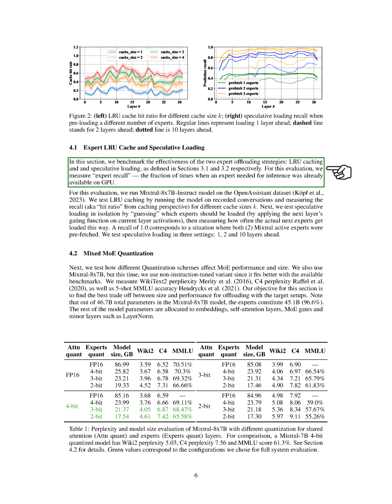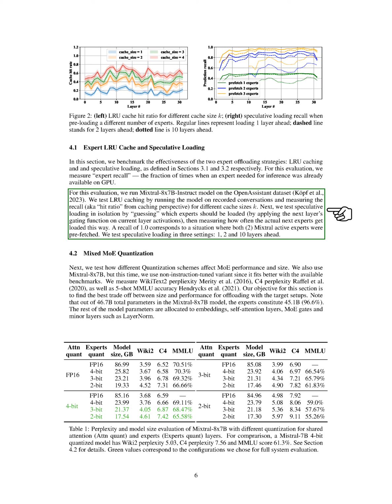In our first test, we'll be looking at 2 strategies for offloading experts, least recently used, LRU, caching and speculative loading. We'll be using the Mixtral-8x7b instruct model on the Open Assistant dataset for this. We'll measure the expert recall, which is how often an expert needed for inference was already available on the GPU.